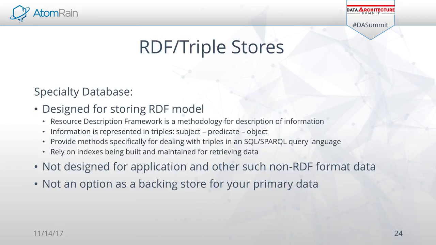So I think RDF and triple stores are one of the more misunderstood ones that are out there. RDF is actually a semantic model. It's not a data format. So you can store RDF in many ways. It can be stored using tables like in an RDBMS, or you can store it in a property graph model. But the main thing is there are triple stores that are specifically dealing with the RDF structure.